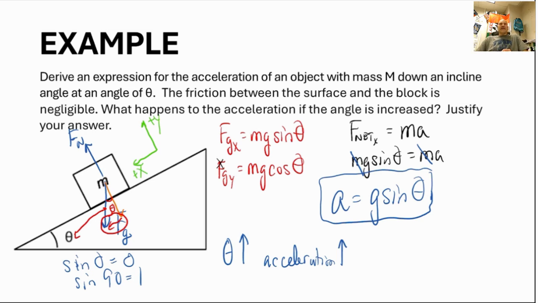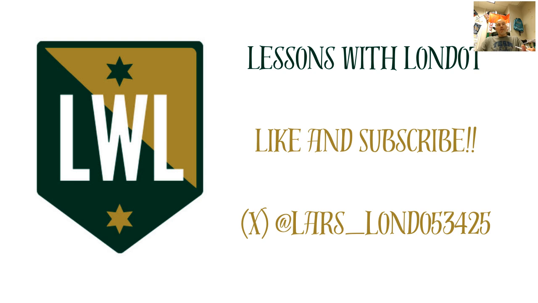Okay, so that's going to end our talk about Newton's second law. One thing to remember: a lot of the questions that you will encounter from here on out will have a second law focus.